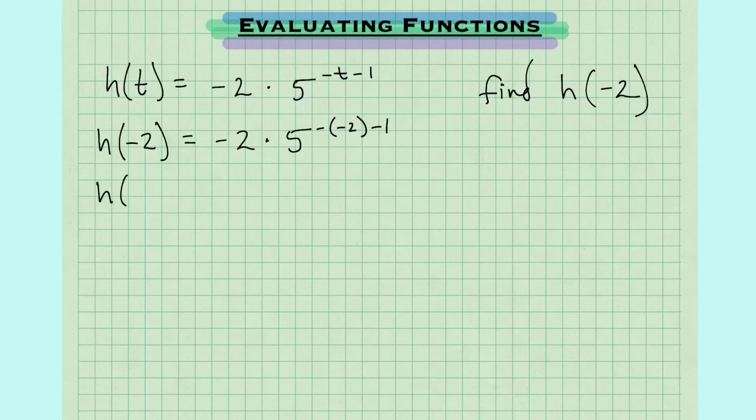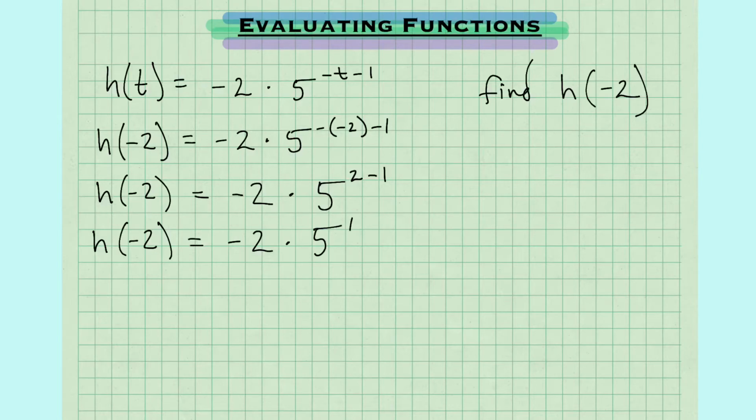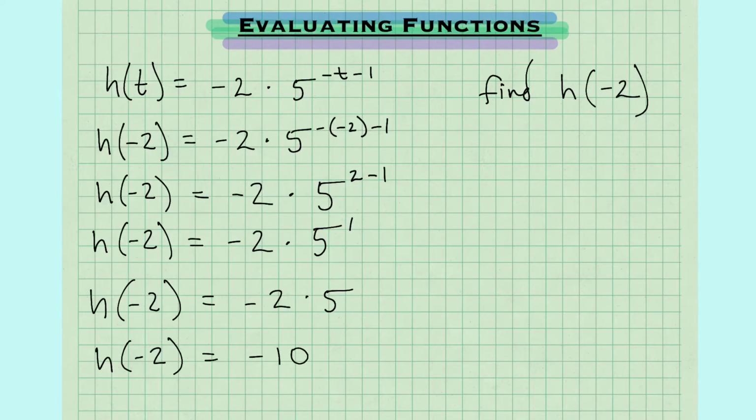So now we're going to say h of negative 2 equals negative 2 times 5. Negative 1 times negative 2 gives us a positive 2, minus 1. Negative times a negative gives us a positive. So now we have h of negative 2 equals negative 2 times 5. 2 minus 1 is just 1, so 5 to the first power. So h of negative 2 equals negative 2 times 5, which equals negative 10. Here's our final answer, negative 10.